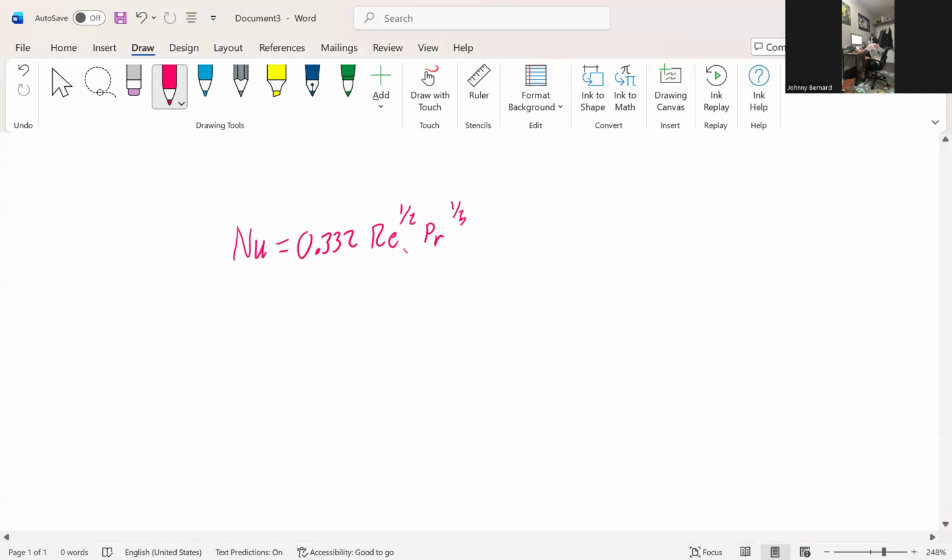And what Nusselt's number is, is a ratio of convective heat transfer over conductive heat transfer.